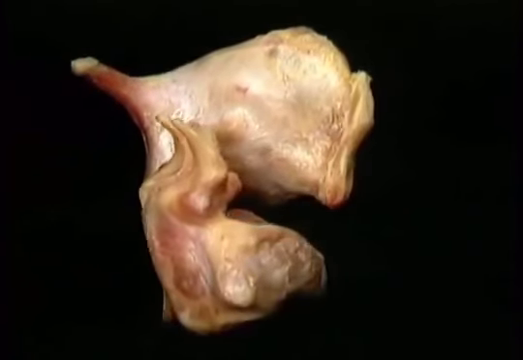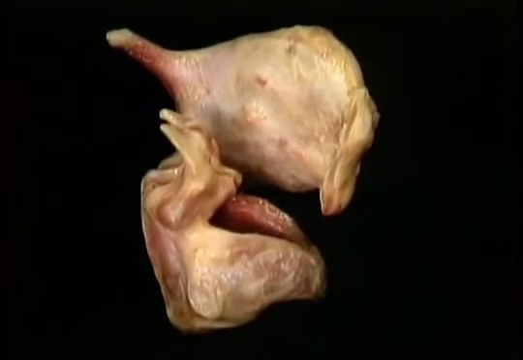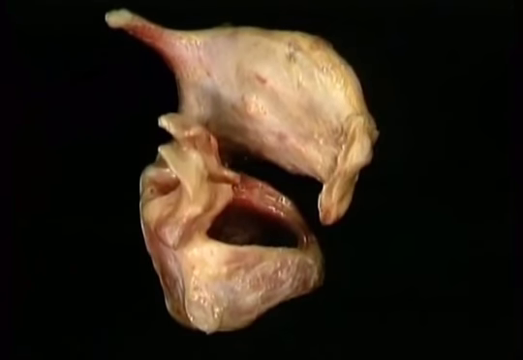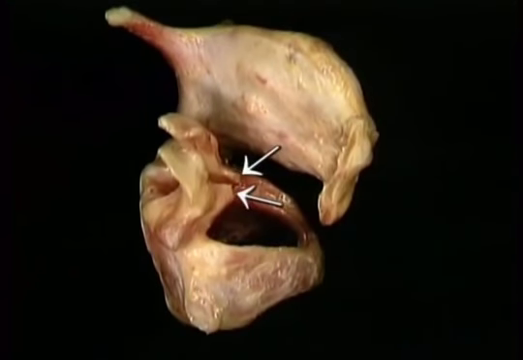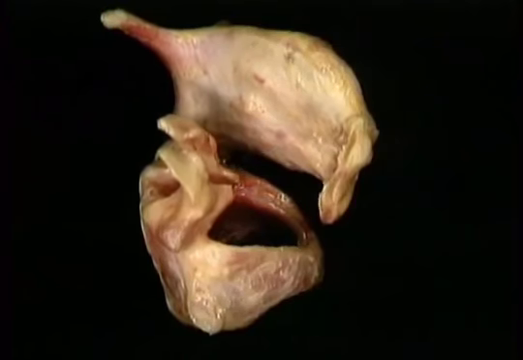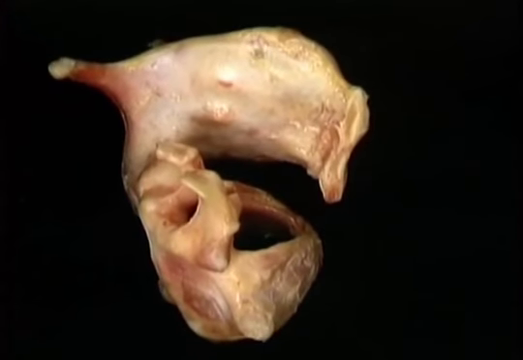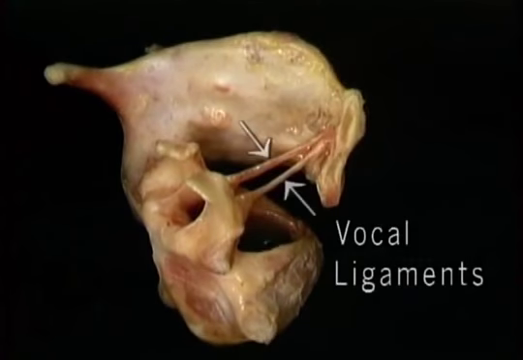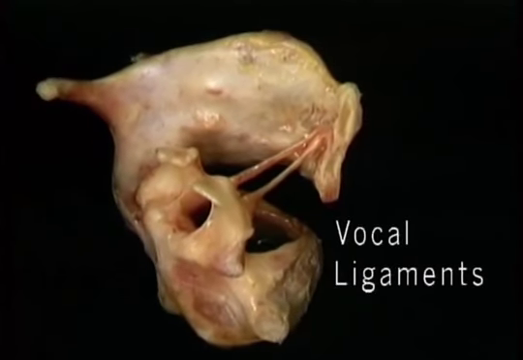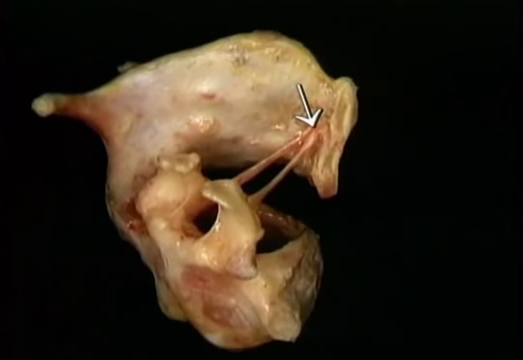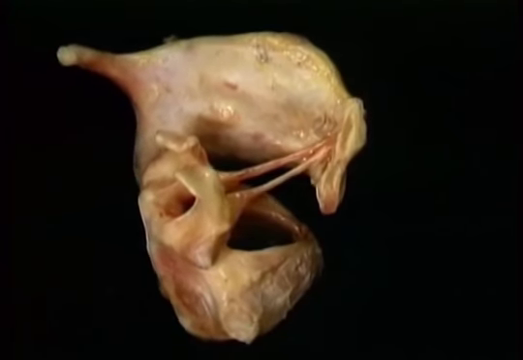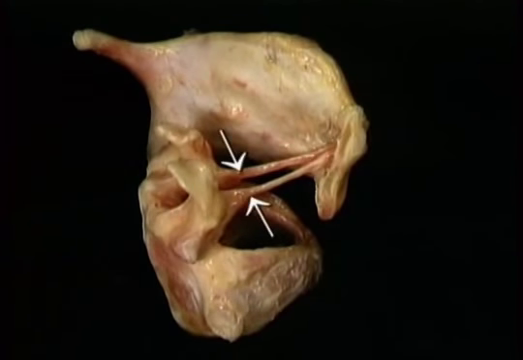Now that we've looked at the skeleton of the larynx, it's time to get acquainted with the vocal ligament and the vocal opening. To see the vocal ligament, we'll look at a specimen in which the lamina of the thyroid cartilage has been removed on the right side. Here are the vocal processes of the arytenoid cartilages. We'll add the vocal ligaments to the picture. Here they are. The vocal ligaments run from the thyroid cartilage in the midline to the tips of the vocal processes of the arytenoid cartilages.